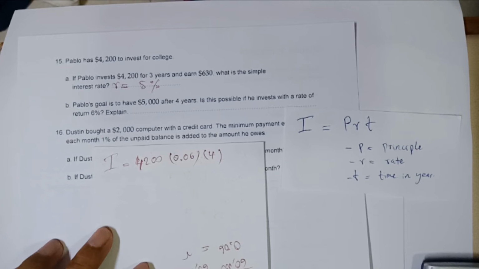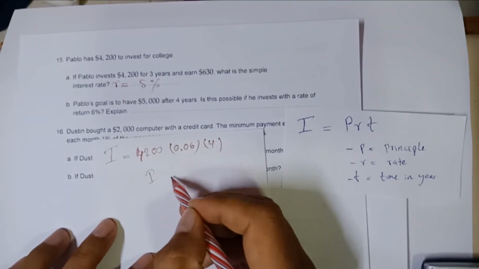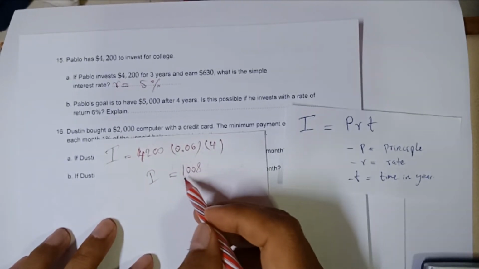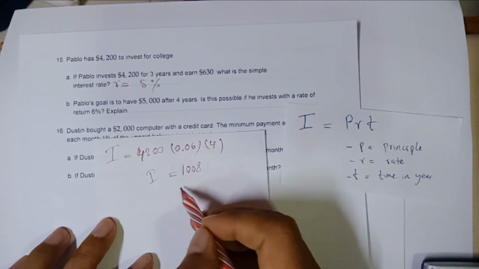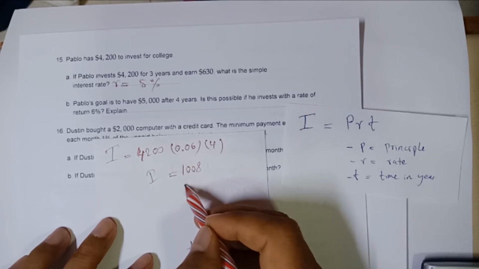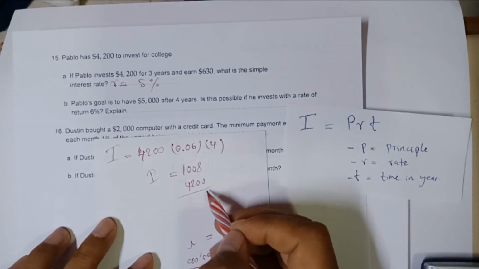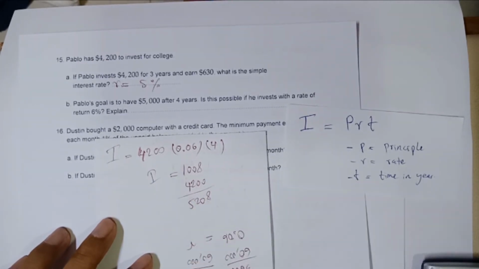So 4,200 multiplied by 0.06, and I multiply again by 4, and that will give you $1,008. So in other words, he earned interest of $1,008 after 4 years. To know how much you will have after 4 years, you add the original money, which is the P, $4,200. Plus together, you have $5,208.